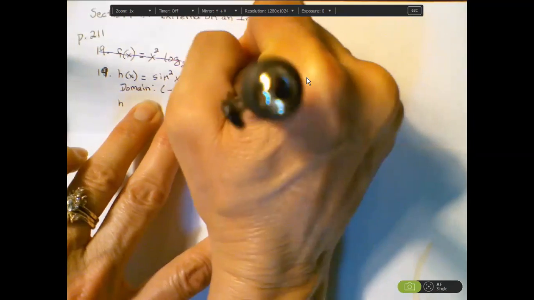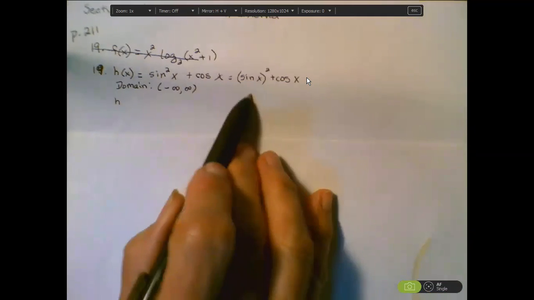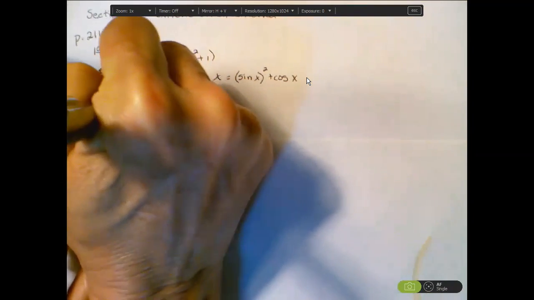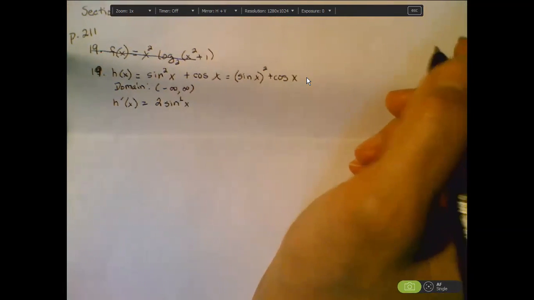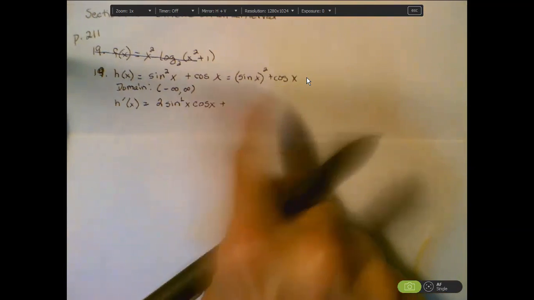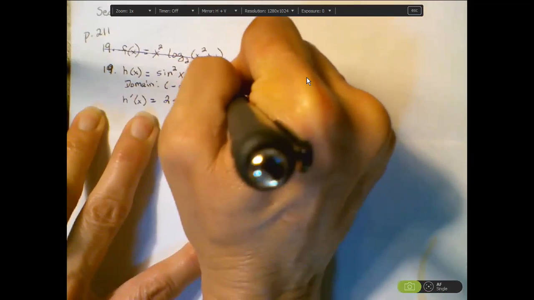All right, so the derivative, did you rewrite this as sine x squared plus cosine x? Abby, did you rewrite it this way? Yes. Okay, so the derivative of ugly squared is 2 ugly to the first times the derivative of the ugly. What's the derivative of the ugly? Cosine x. So 2 sine x cosine x plus the derivative of cosine x is what? Negative sine x. All right, so I'm just going to change that to minus sine x.